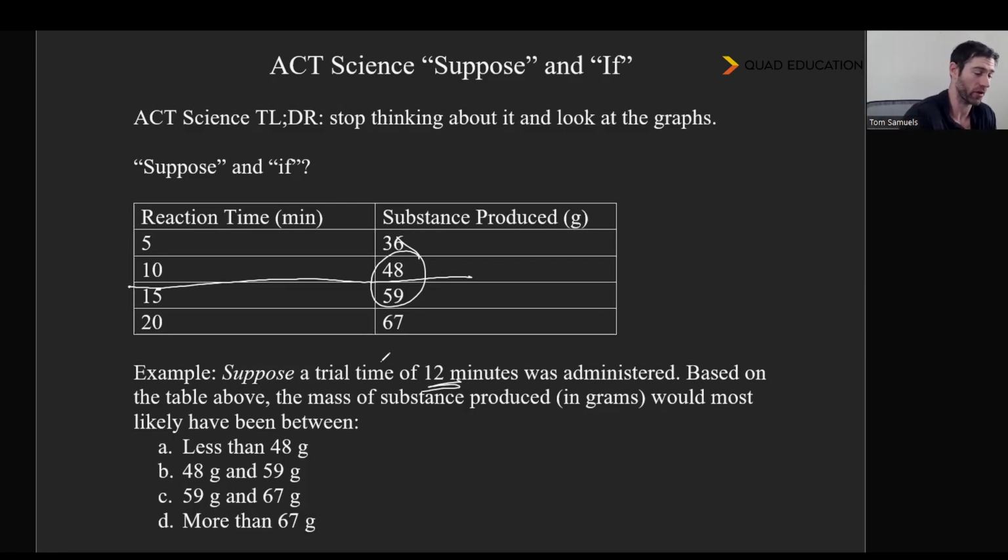And also, if it wasn't clear here, just 48 and 59, that's going to be that answer. And most of the time, that's the way that these answers are going to be formatted. So it's going to be the under, the less than 48 in this case, two middle values, the between 48 and 49, the between 59 and 67, and then the more than. And so it's going to be less than, the middle, or over. And that's how you're going to know that you're doing these suppose ifs also. Let's take a look at some more practice problems.